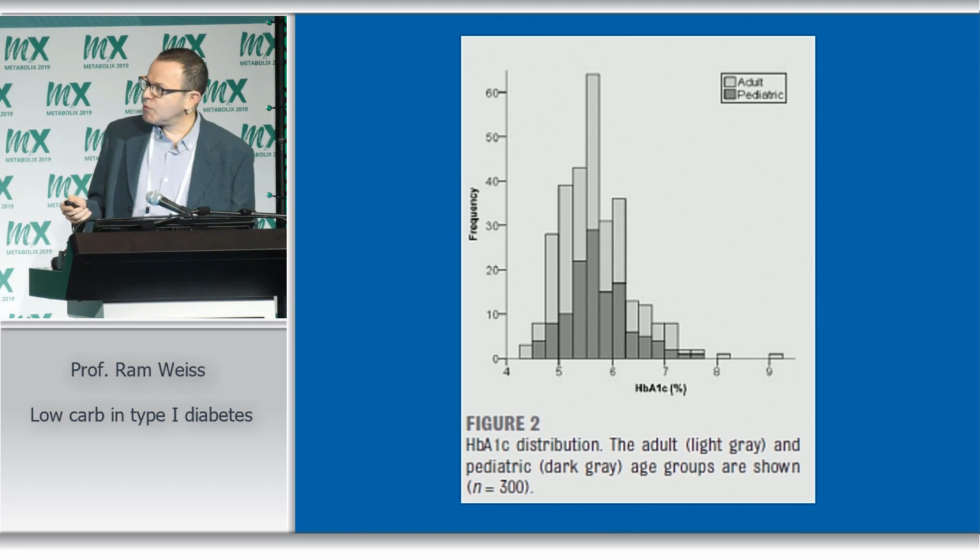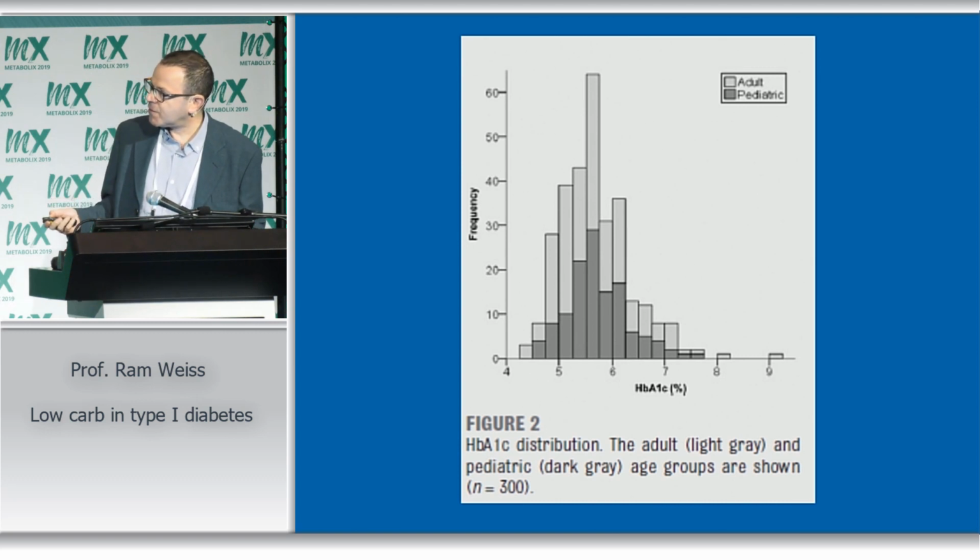Now, what they showed is the distribution of A1Cs of their patients, the pediatric are the darker ones, the adults on the brighter ones.